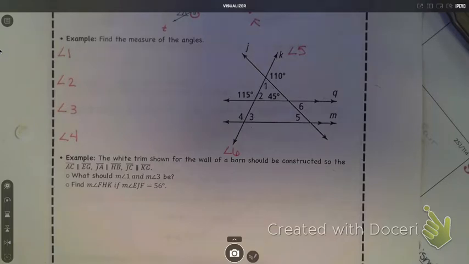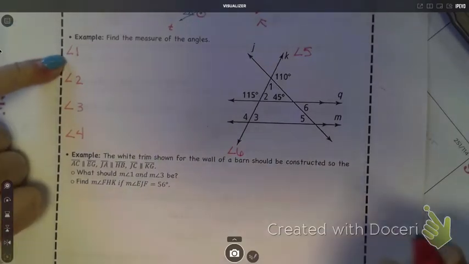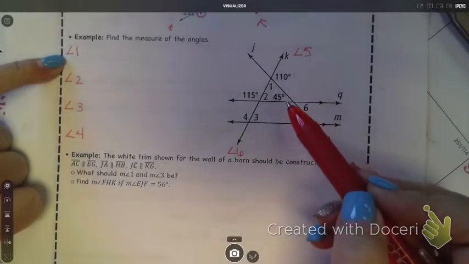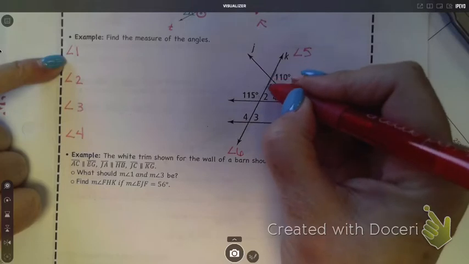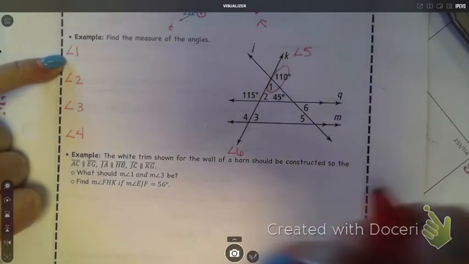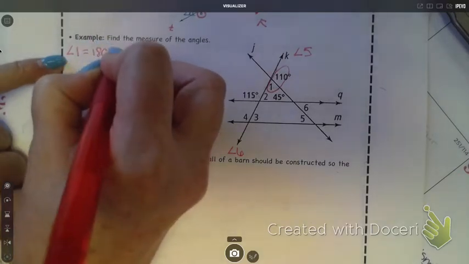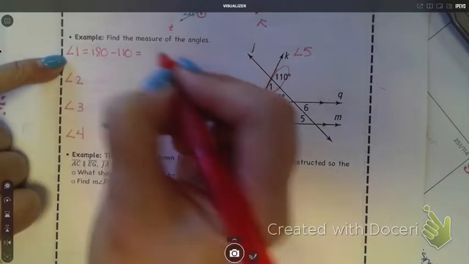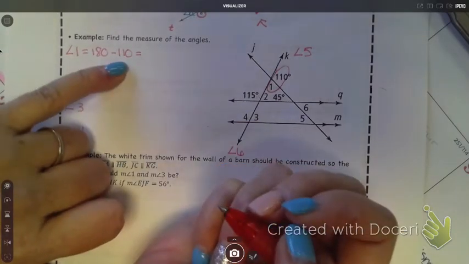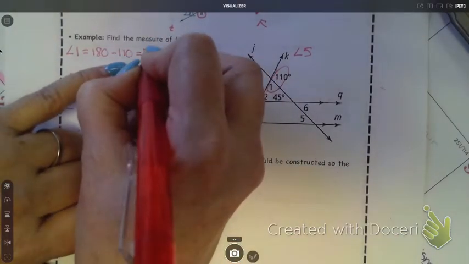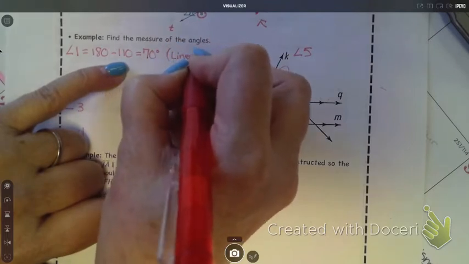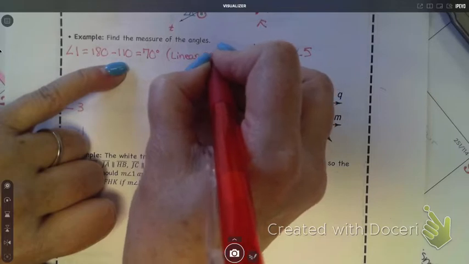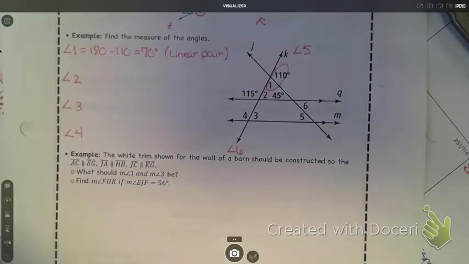It would be a supplementary angle because... Wait, what angle? Number 1. Okay, so she's looking at number 1. It'd be supplementary because you would take 180 minus 110. Okay, so she's looking right here. See that linear pair right here? So angle 1 equals, and you show me your work. So that would equal what? 70. And you just say linear pair. Correct? Does that tell me my reason?